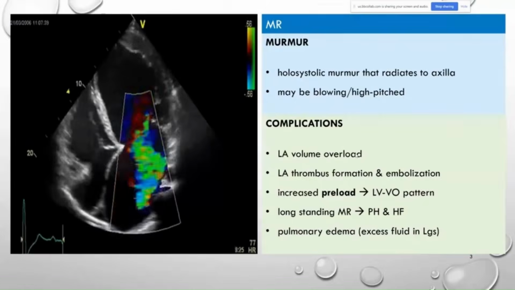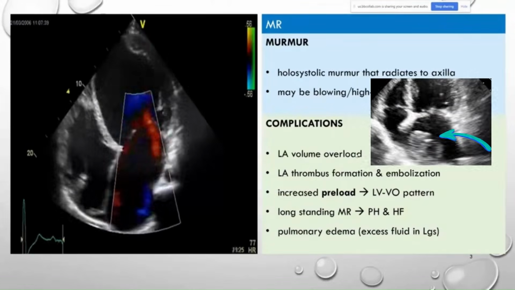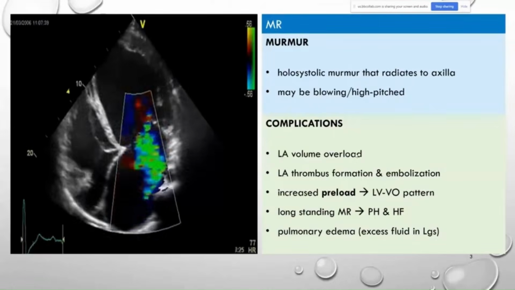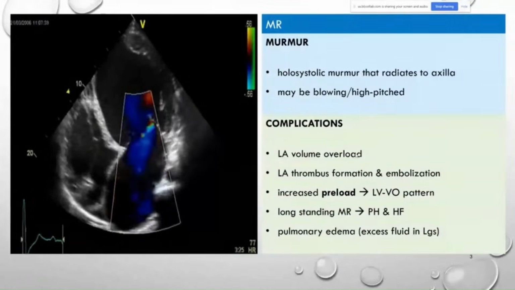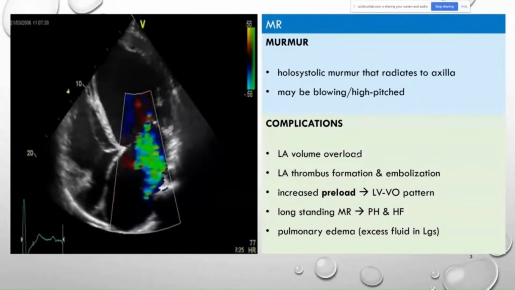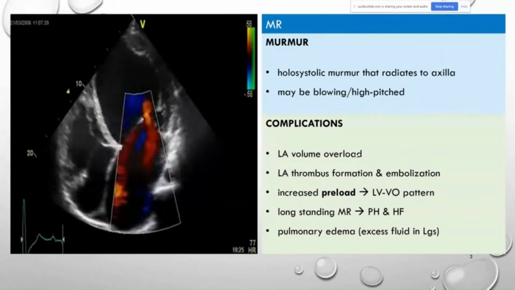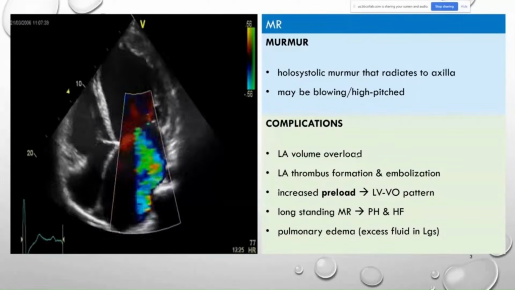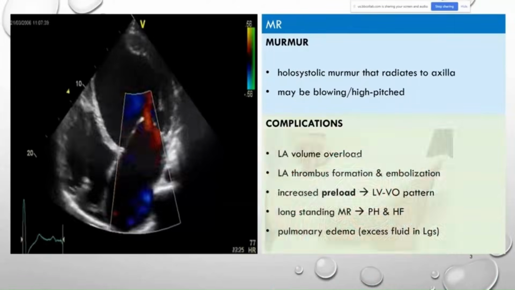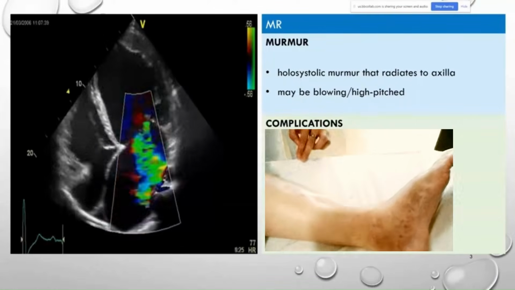Complications of this: you can have left atrial volume overload, you can have an LA thrombus, or an embolization or an embolus from that thrombus. You can have increased preload, and that's the left ventricular volume overload pattern. And if you have a mitral regurgitation that's lasted a while, it could lead to pulmonary hypertension and heart failure. You can also have pulmonary edema, and that's where you have excess fluid in the legs.